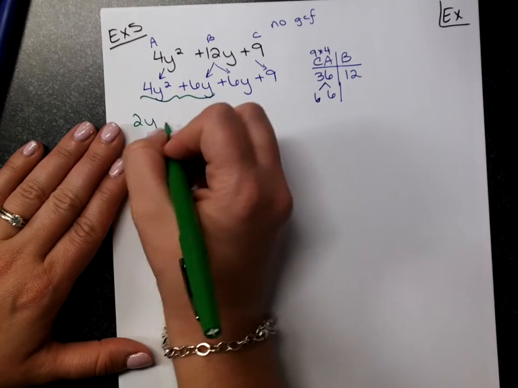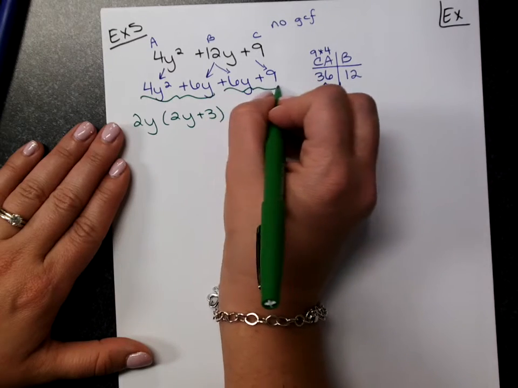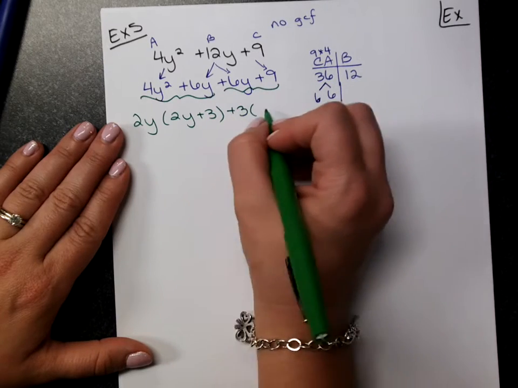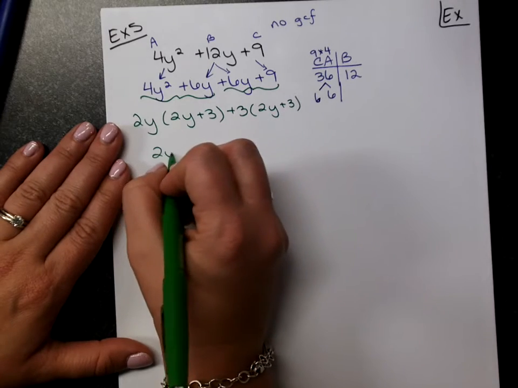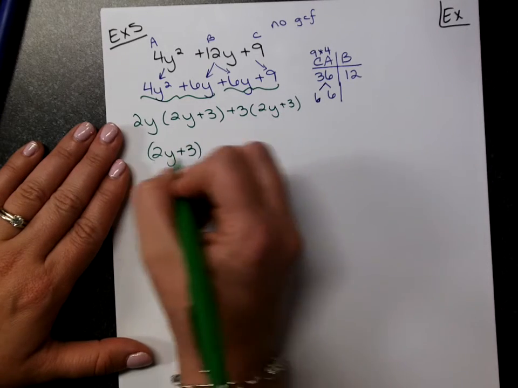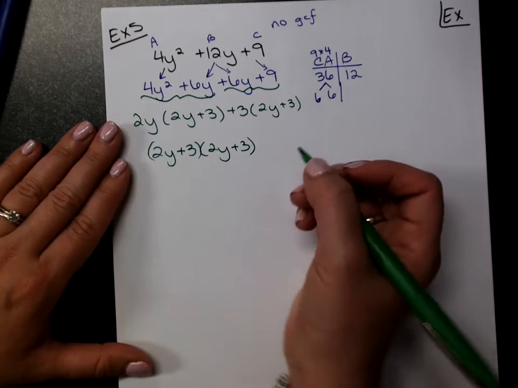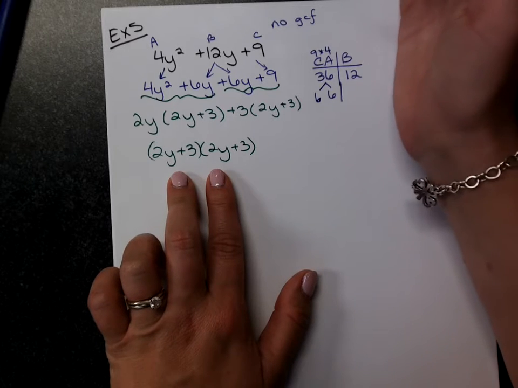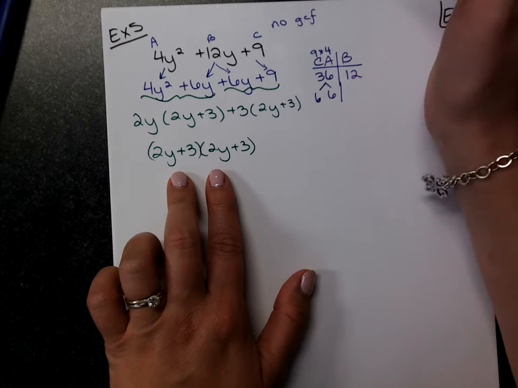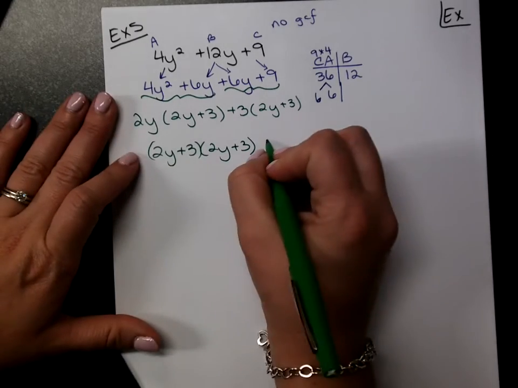Take out a 2y, that leaves 2y plus 3. Take out a positive 3, that leaves 2y plus 3. That gives me 2y plus 3 times 2y plus 3. It's actually the same thing twice. That does not happen very often. Sometimes you'll get the same binomial twice. You didn't do anything wrong. It's called a perfect square trinomial, which we'll talk about later.